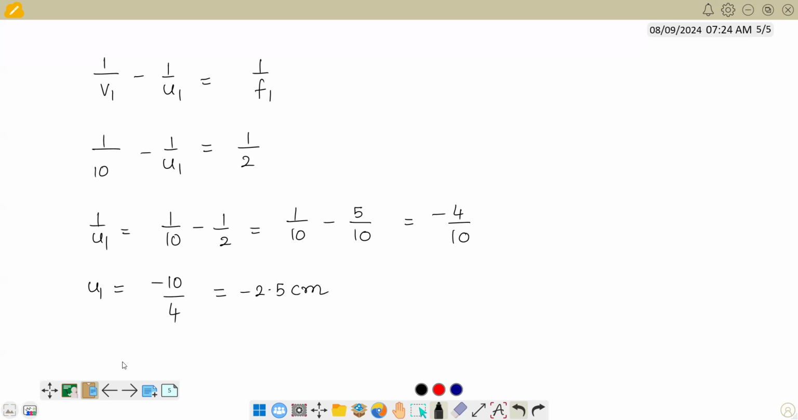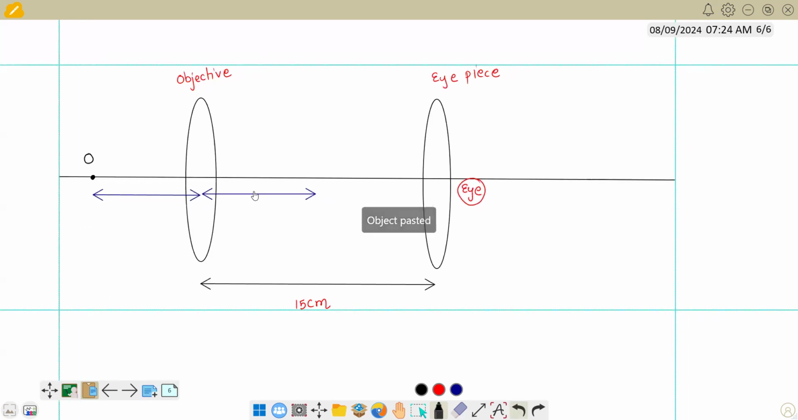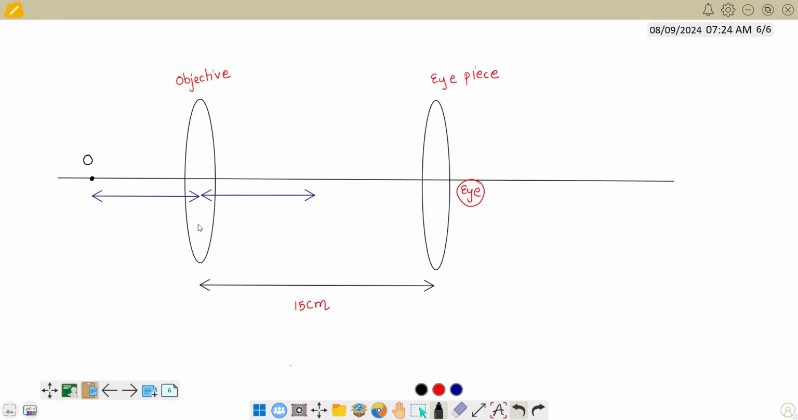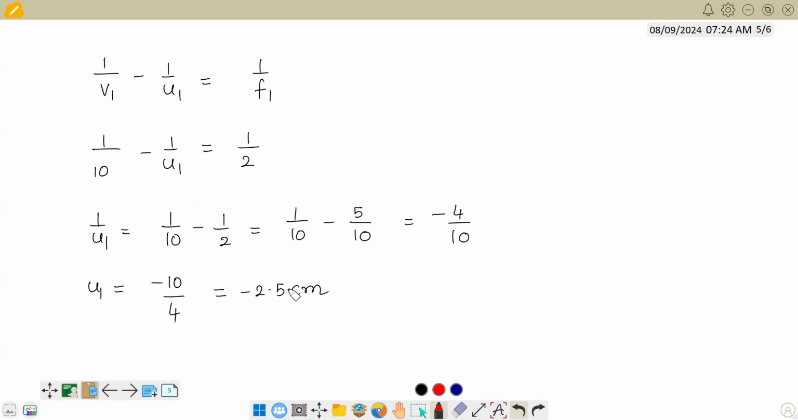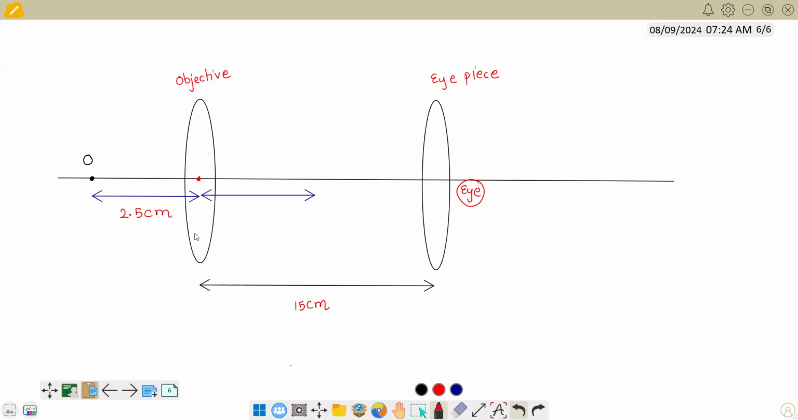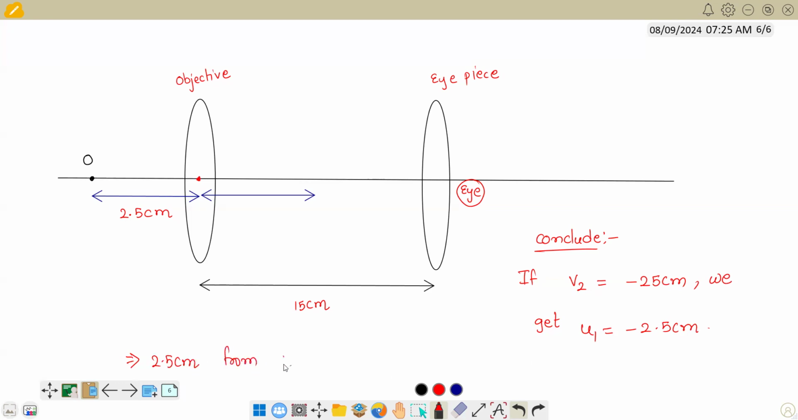What does minus 2.5 centimeter mean? I will again redraw that lens. Minus 2.5 simply means that from our original lens, it would be on the left side. Negative sign indicates it would be on the left side, by a distance of 2.5 centimeter. This is the meaning of minus 2.5 centimeter. That's what we need to find. So we can conclude by saying that for the final image, if V2 is equal to minus 25 centimeter, we get u1 as minus 2.5 centimeter, or we can say 2.5 centimeter from the objective lens. I'm not writing any minus or plus.